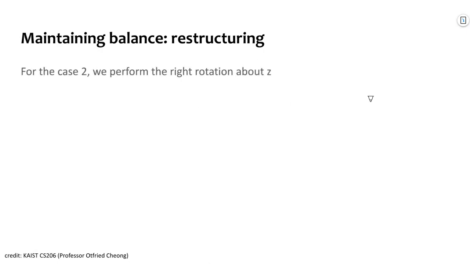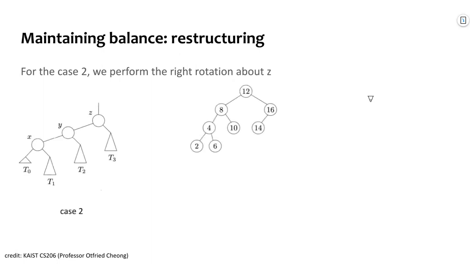For case 2, because it is the mirrored case of 1, you perform the right rotation about Z. So in this case, this is an example. When we add a new node, it looks like this. I'll give you some time to try to identify the X, Y, Z nodes from this figure. I'll give you about 1 minute, and send your answers to me.